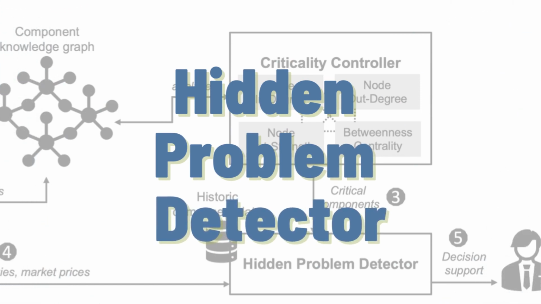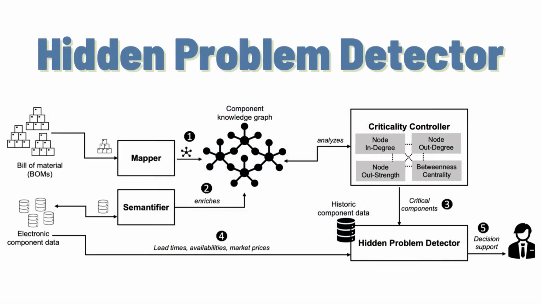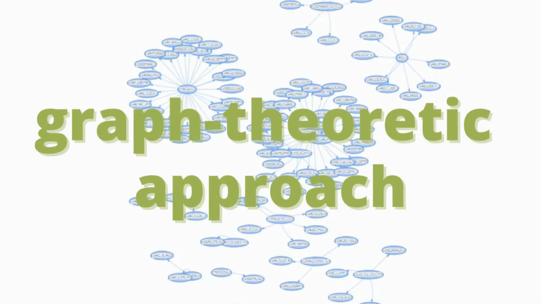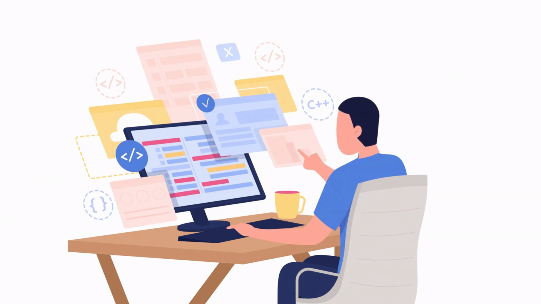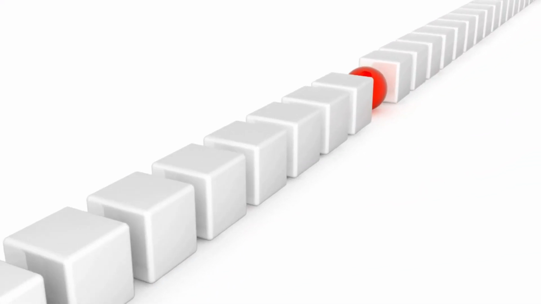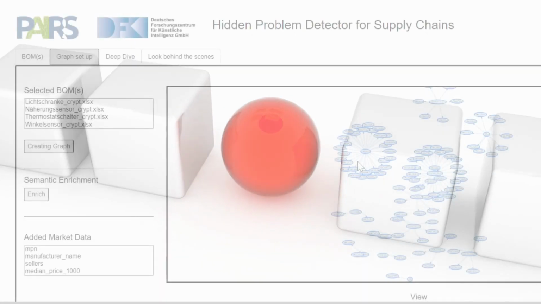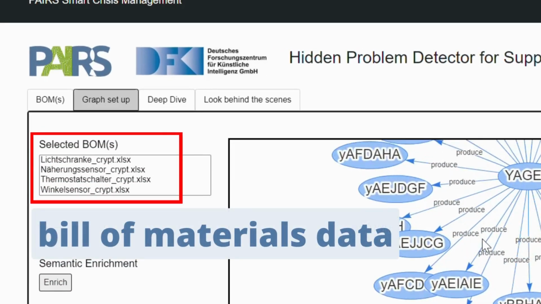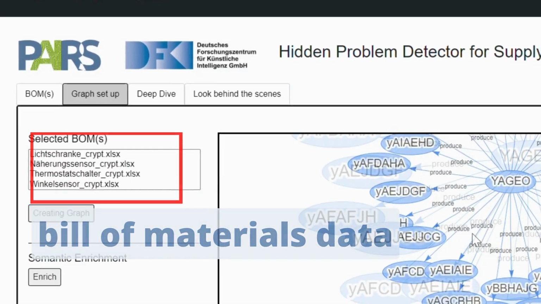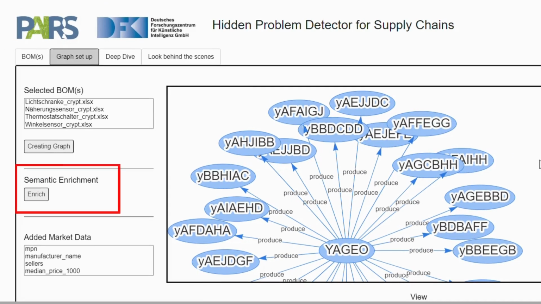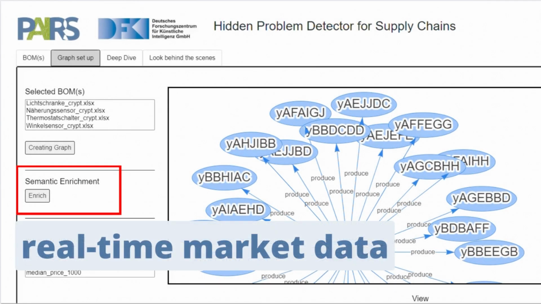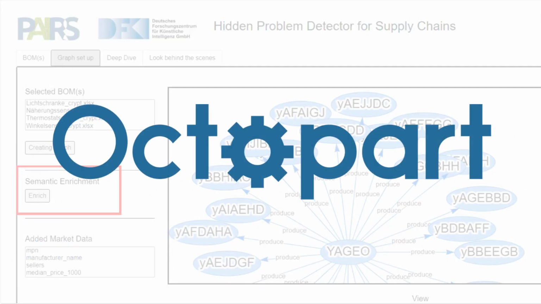The Hidden Problem Detector is designed to address hidden supply chain challenges head-on. The model employs a graph-theoretic approach to analyze component criticality, exposing concealed pitfalls that disrupt production. It begins by creating a dynamic knowledge graph using bill of materials data, establishing relationships between components. The model then enriches this graph with real-time market data from trusted sources like Octopart.